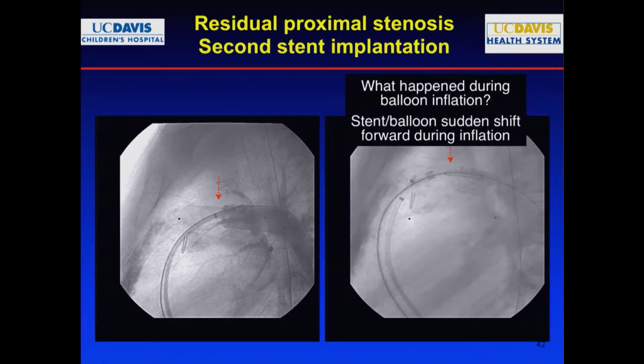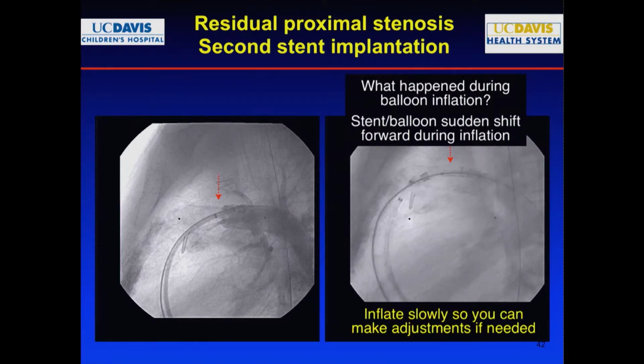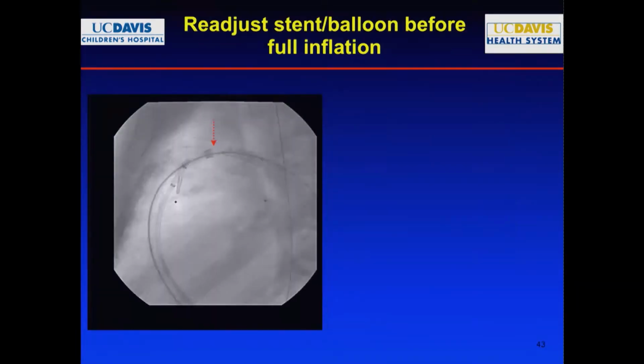If you see that, you can only recognize this and react if the balloon is inflated slowly. If you go fast, you don't even have the time to react. So of course, when you do that, you can now pull it back. And again, you have to be very careful. I put the sheath up again so it doesn't pop too fast. Now I pulled it back to where I was.